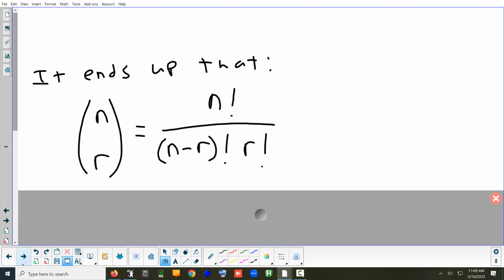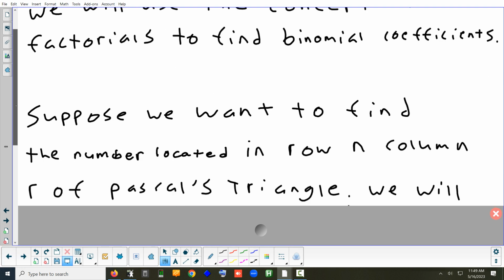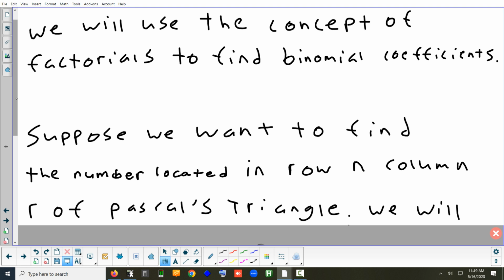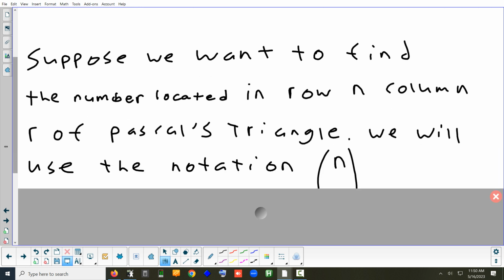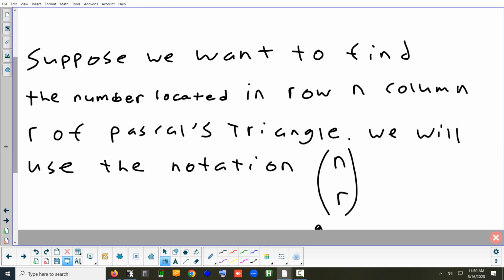So let's say we wanted to find a particular number in Pascal's triangle. The goal here is not really to write out the entire row, because that's still going to take a while, even with this shortcut. But maybe I just say, tell me the number that would be in row 12, column 5 of the triangle. Well, first of all, we have a special notation that we're going to use to represent row 12, column 5.